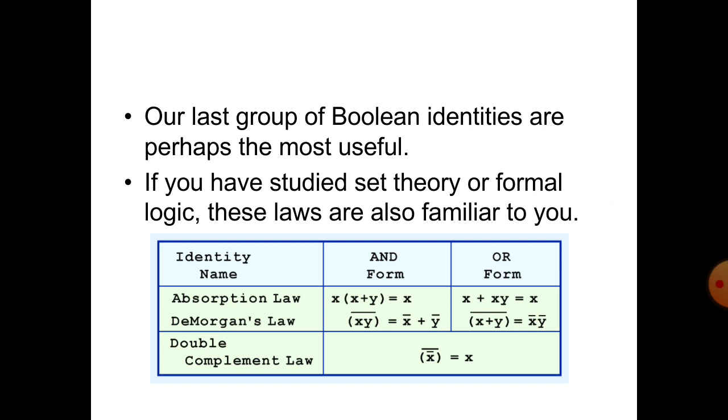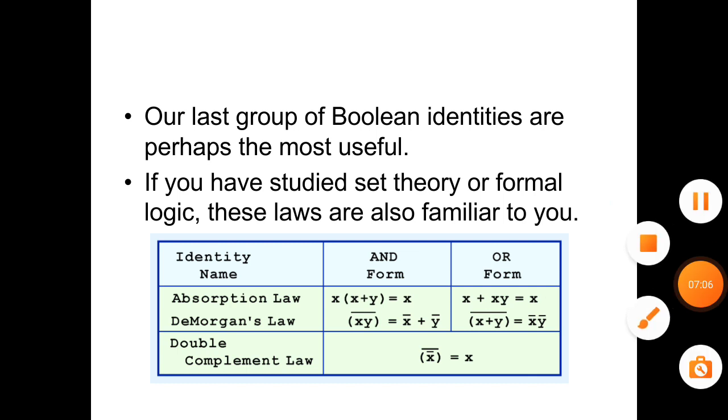Absorption law: x dot (x plus y) equal to x, or x plus xy equal to x. De Morgan's law: (x dot y) whole bar equal to x bar plus y bar, and (x plus y) whole bar equal to x bar dot y bar. Double complement law: x double bar equal to x.